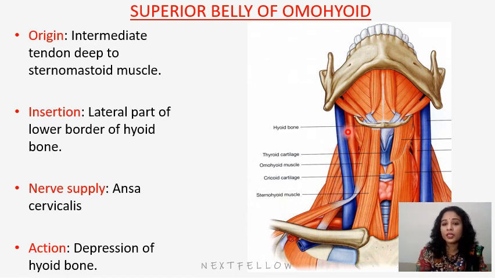So this is the superior belly of omohyoid. We can see one end attaches to the intermediate tendon, the other end attaches to the hyoid bone. It inserts into the hyoid bone. So origin is from the intermediate tendon, and it inserts into the lower border of hyoid bone. Nerve supply again Ansa cervicalis. So it also helps in the depression of hyoid bone.